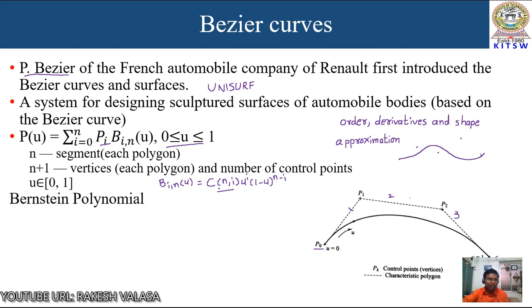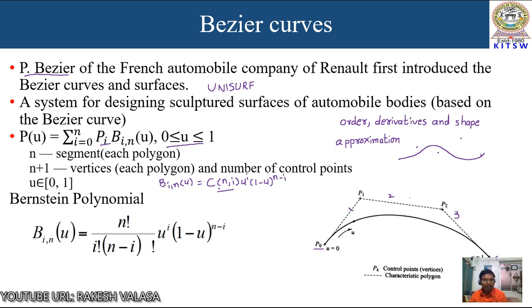Let us see the formula for Bernstein polynomial. Bi,n of u equal to n factorial by i factorial into n minus i factorial into u power i into 1 minus u power n minus i. Here C of n,i equal to n factorial by i factorial into n minus i factorial. This is the C of n,i. This is the binomial coefficient.